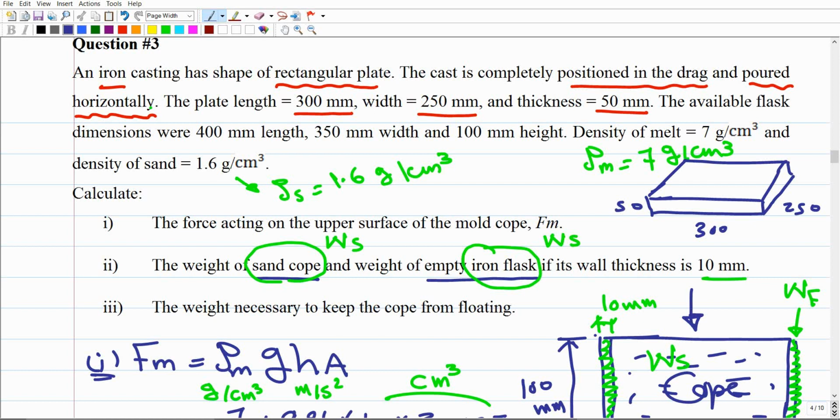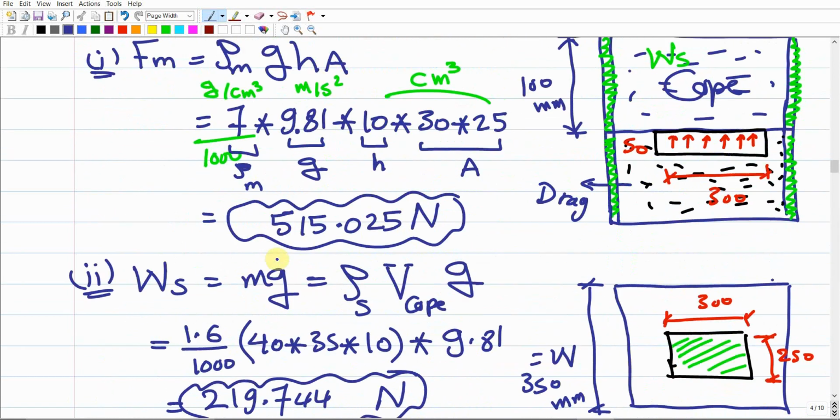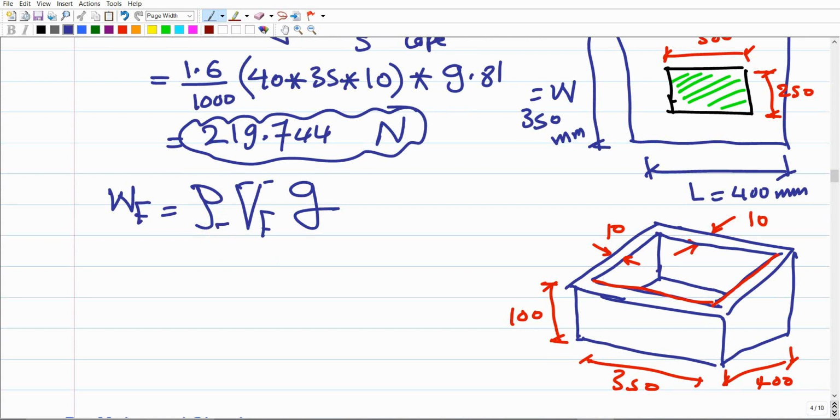Make sense? Otherwise, if the flask is made of a material different than the material of the casting, then the flask material density would be provided. But here the density of the flask was not given, because simply it is made of the same material as the casting, iron and iron. So we're going to use the same mass density, which is 7. So the rho here for the flask is 7 as well. It will be 7 divided by 1,000 to convert from grams to kilograms, times 9.81, which is the gravitational acceleration, times the volume of the flask.